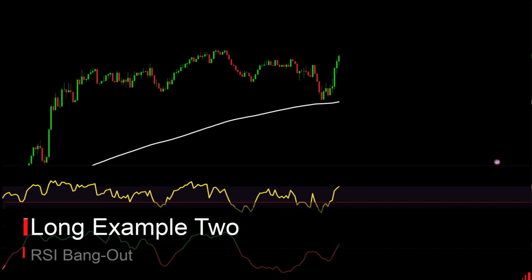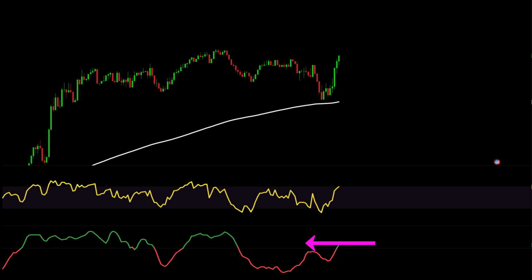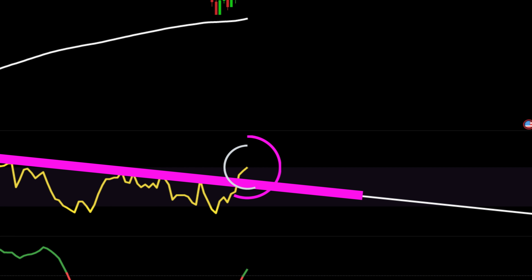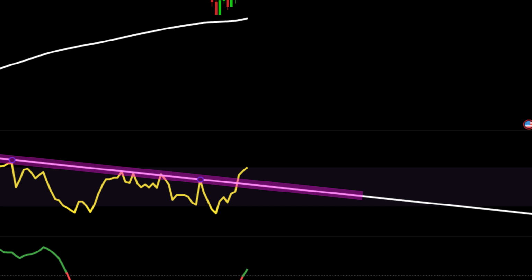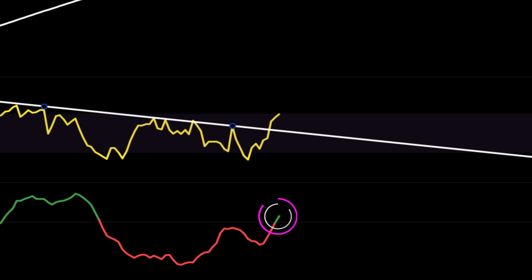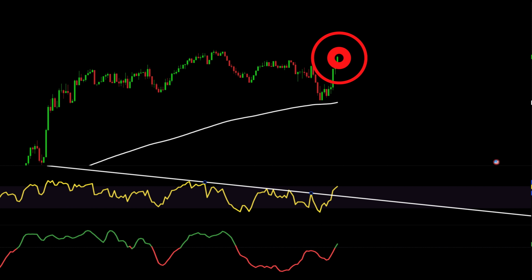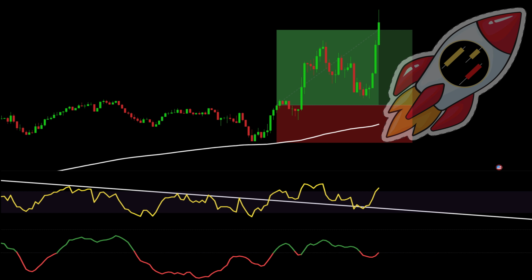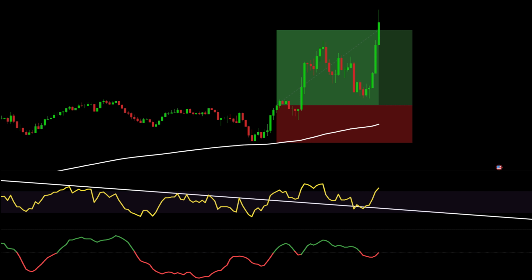I have one more long example. We see that price is above the 200 EMA in white. Second, we see the VPN indicator turn red during the pullback. Then draw a trend line on the RSI and confirm a break above that line. Finally, the VPN switched back to green. Everything converges on this candle and it serves as our trigger. The stop is placed at the previous swing low and the target is 1 to 2. And in this example, it hits the target in the same pattern as the previous one.